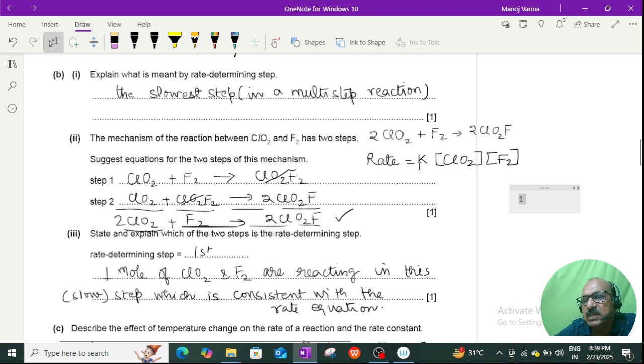So the rate equation shows that in the slow step we should have one molecule of ClO2 and one molecule of F2, and so when we write the step 1, we should include this ClO2 and F2 and make it the slow step, so that the rate will be proportional to the concentration of ClO2 and F2, 1 mole each, which will be consistent with the rate equation. So we make this as the first step, and if we combine them, we get ClO2F2.